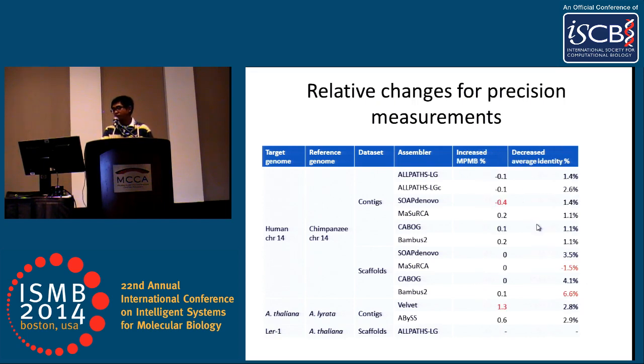And let's see precision. Actually, we expect an increment of misassemblies and a decrement of average identity. But from our results, we found that the change of precision is in a reasonable range. So the increment of misassemblies and decrement of average identity should be reasonable.